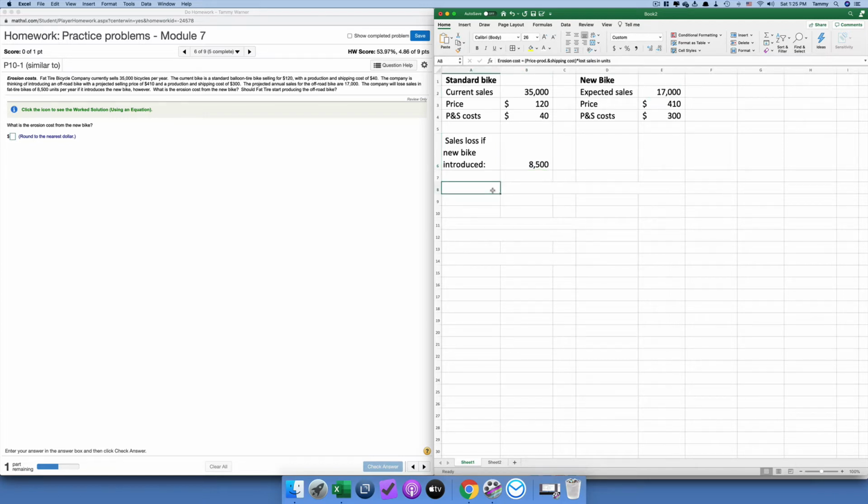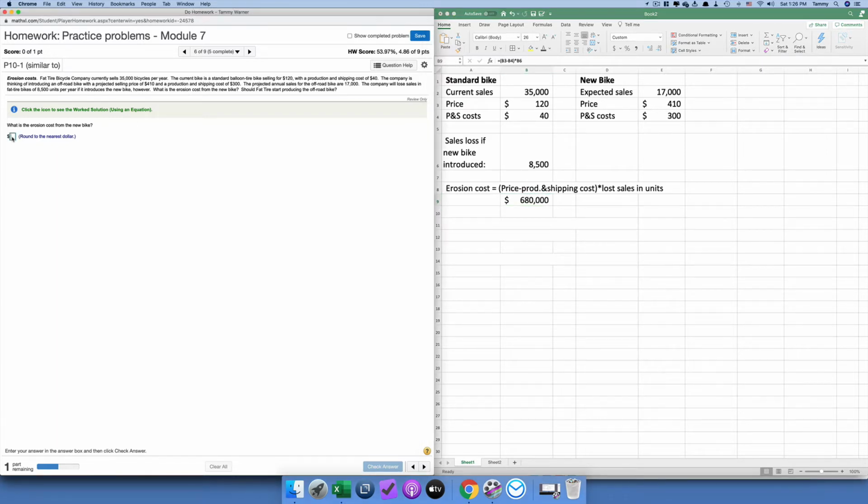So the first thing that they have you do is figure out what they call the erosion cost, which is your price minus variable cost times the lost sales in units. All right, so let's just quickly figure those out. It's price minus variable cost, or minus production and shipping costs, as they're calling it here, times the lost sales. All right, so our erosion cost here is $680,000. So let's just go ahead and fill that one in.